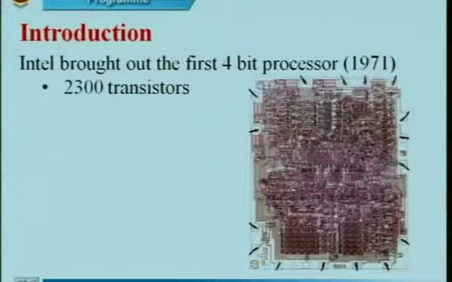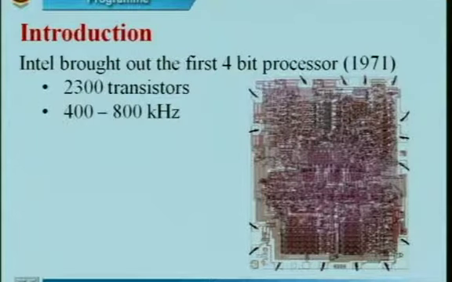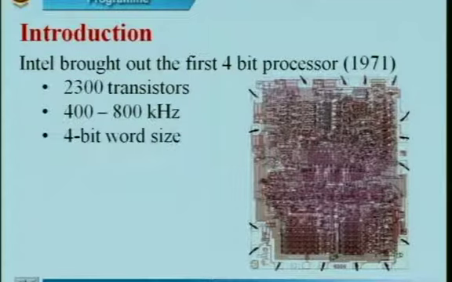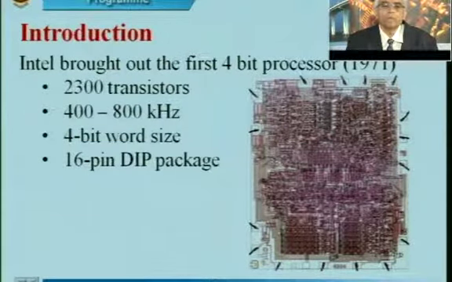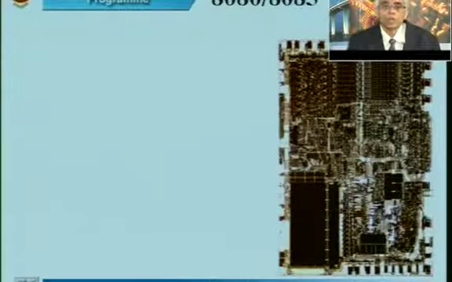To start with, Intel brought out the first 4-bit microprocessor in the year 1971, and this particular processor had only 2300 transistors working at about 400 to 800 kilohertz. It is a 4-bit microprocessor, that means the word size was only 4 bits. It was packed in a 16-pin DIP package.